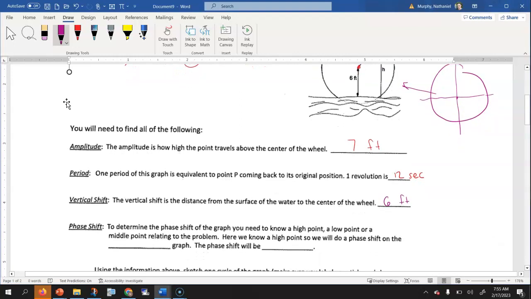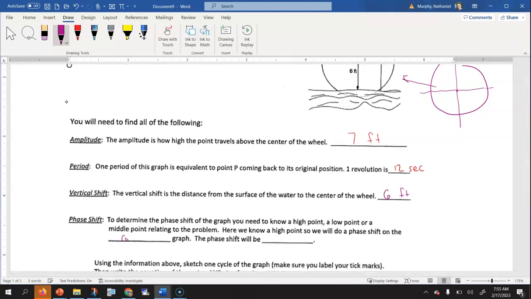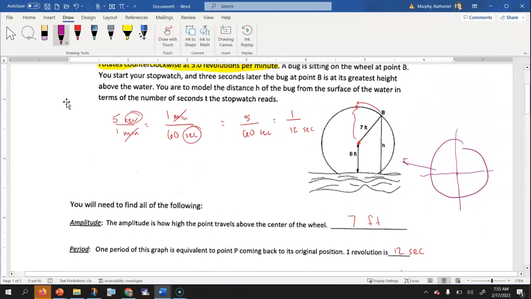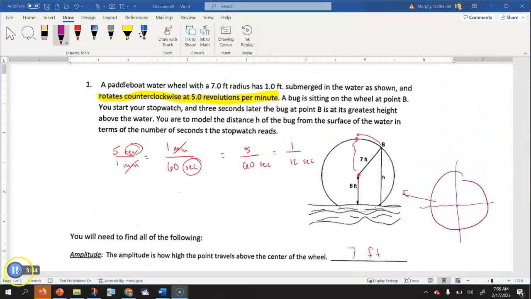And the phase shift. Okay, so to determine the phase shift of the graph, you need to know a high point, a low point, or a middle point relating to the problem. Here we know a high point, so we will do a phase shift on the cosine graph. Remember, think about the cosine graph starting at a high. So instead of starting at 0, 0, it starts at the point where x is 0, y would be 1. So in this case, the phase shift you can get from this sentence right here.